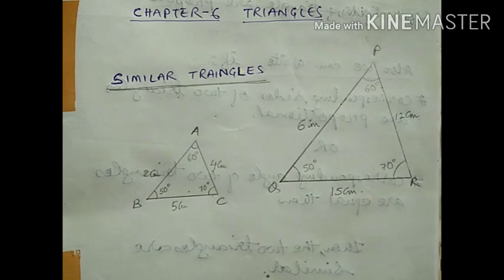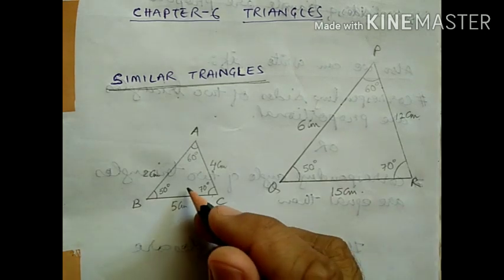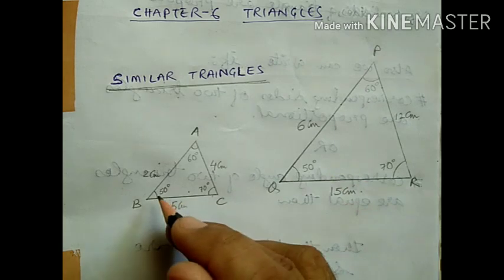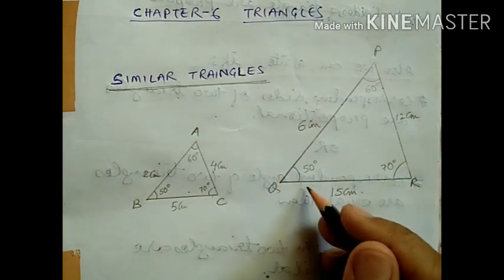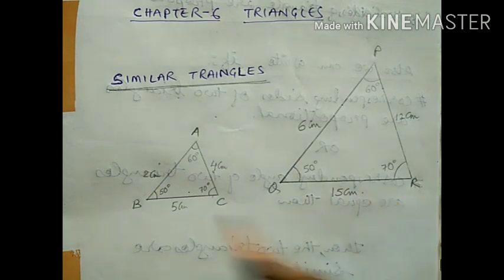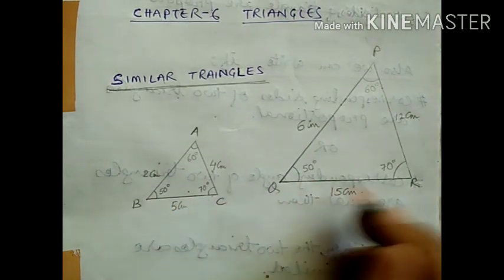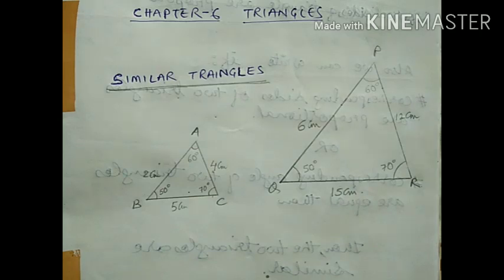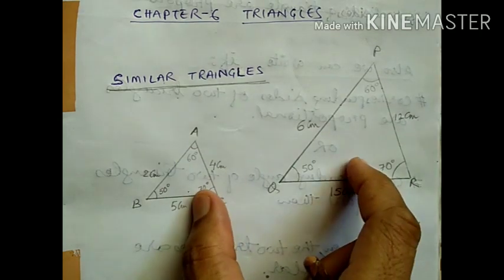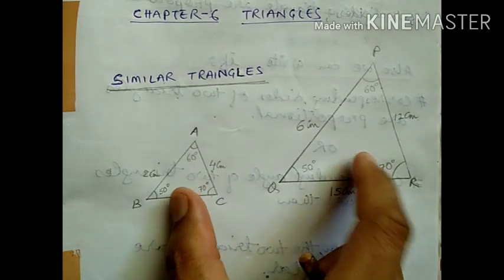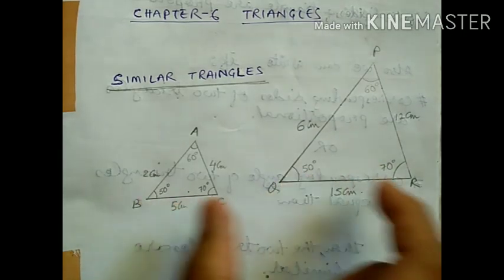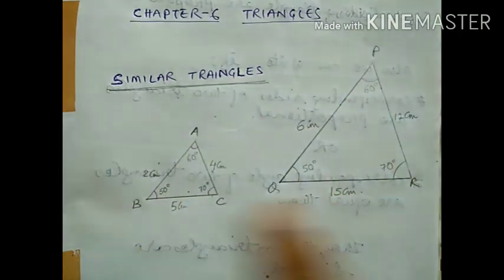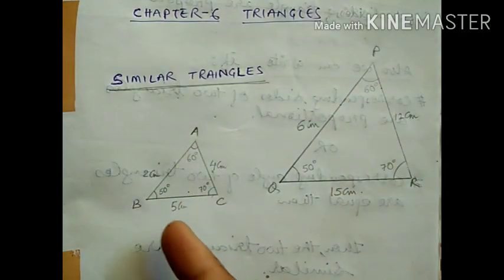So what do we find here? Though the triangle is bigger, the angles are of the same measure. You may be thinking the triangle is bigger, so the angle will be bigger. No, not so. 50 degree, here also 50, 70, 70, 60, 60. So when the two figures, one smaller and one bigger, have the same size of the angle, it could be any other angle. I just gave you an example of 50, 70 and 60.